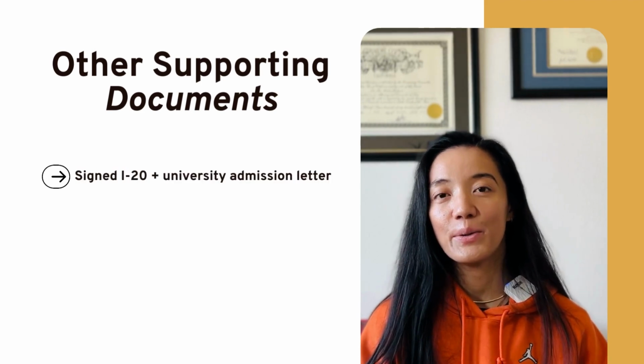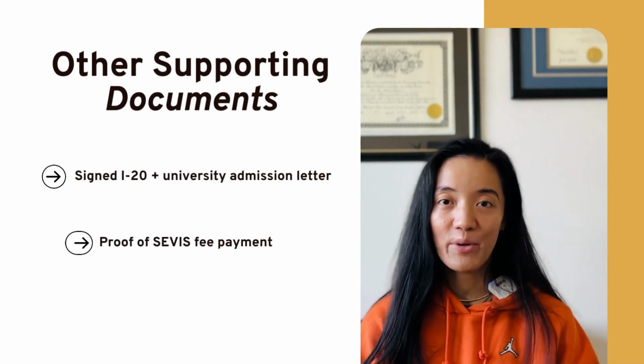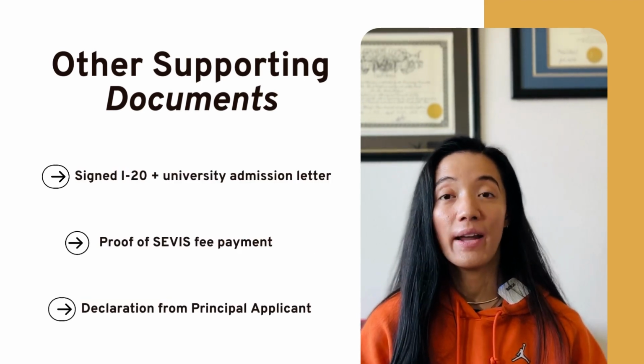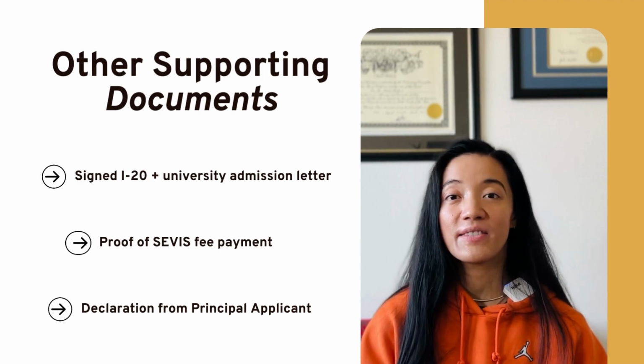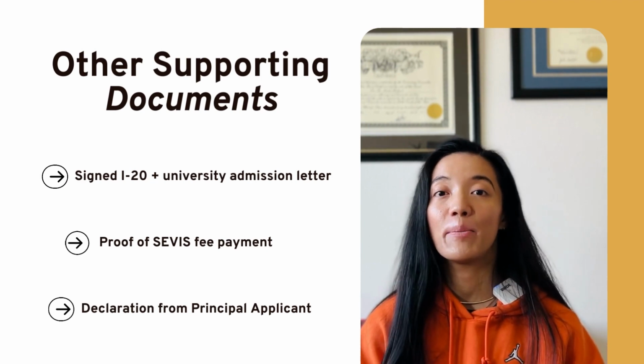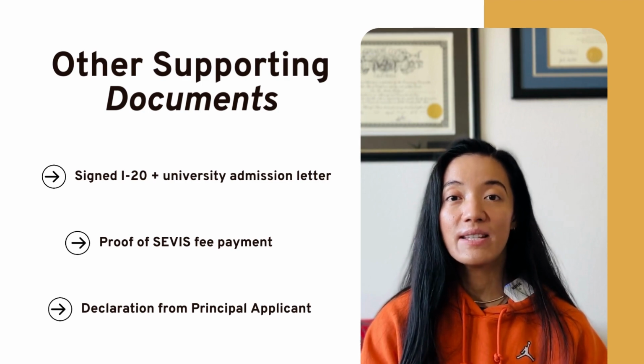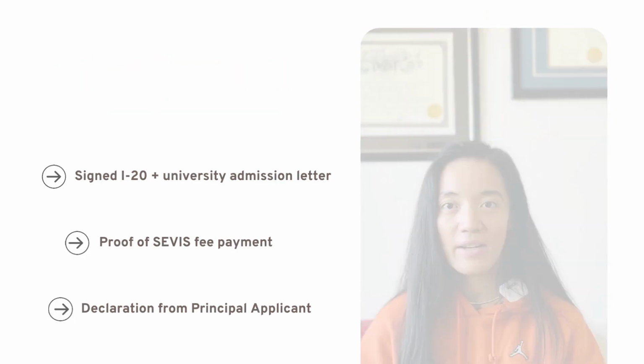As mentioned, you also need to include your signed I-20, your university admission letter, and proof that you've already paid the USCIS fee. It would also be helpful to include a declaration from the principal applicant explaining why you're requesting change of status in the US instead of applying for an F student visa at a US embassy or consulate abroad. And I'll leave a sample declaration in the description below.